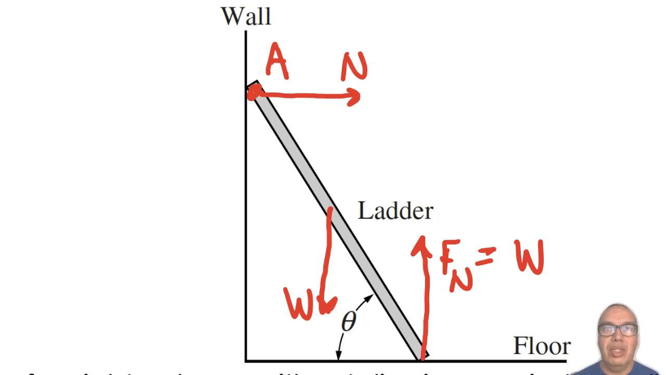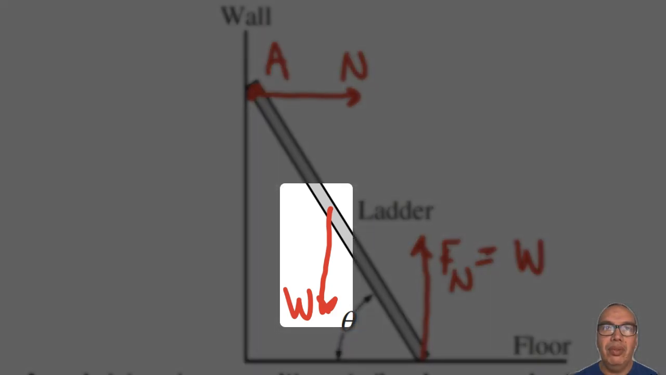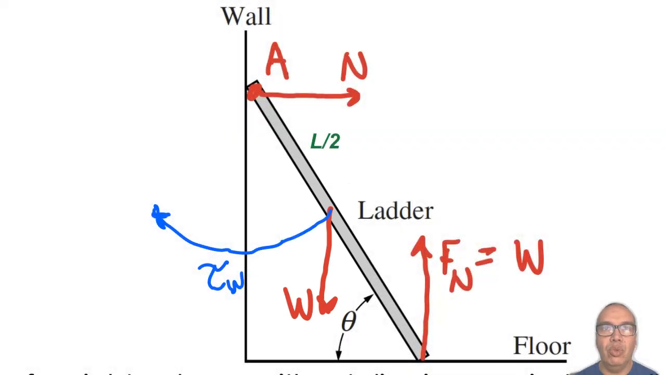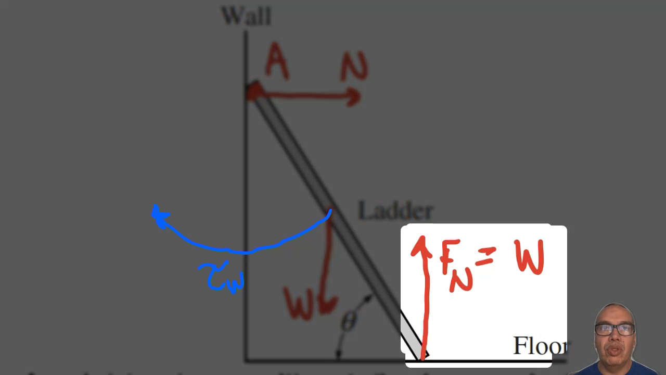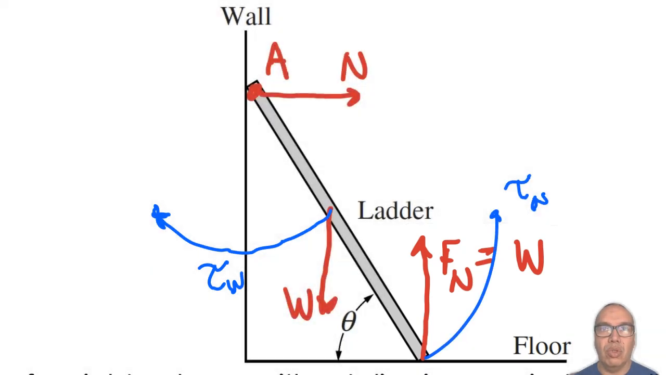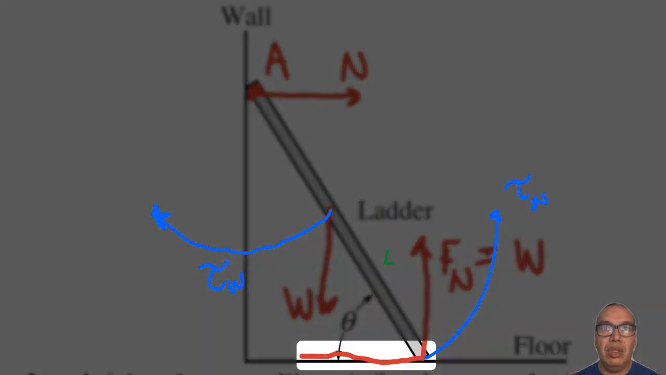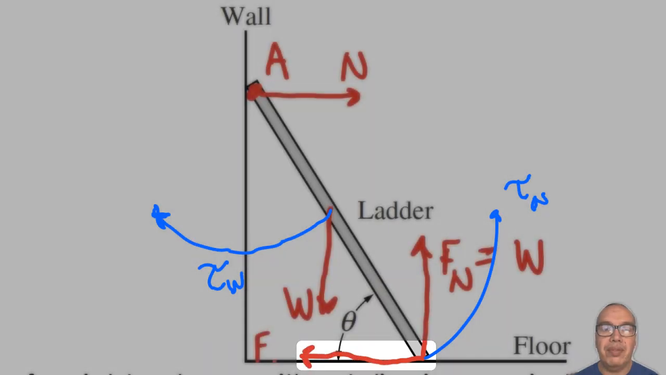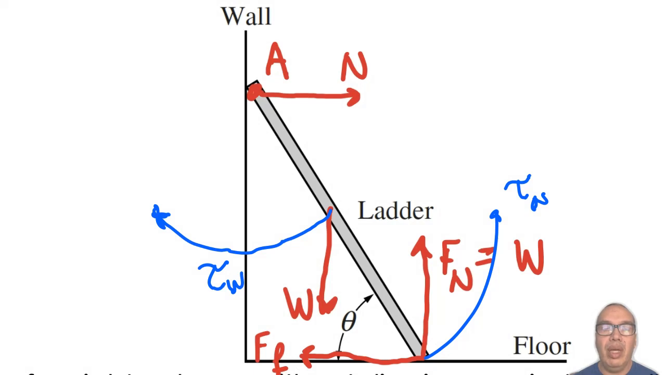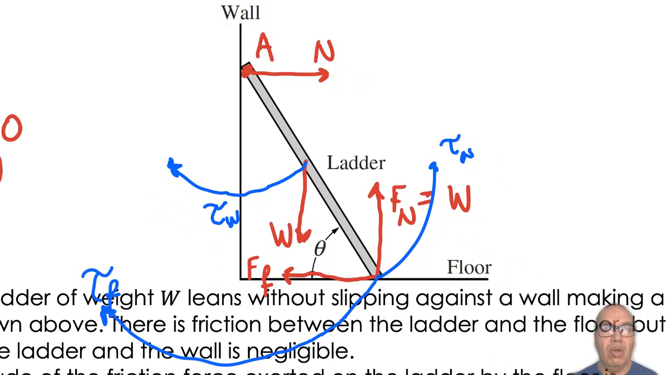The torques on the system are occurring as follows. W produces a clockwise torque at L/2 from the axis, and the normal force W produces a counterclockwise torque at L from the axis. Finally, the friction force must be acting to the left, because the only way it produces equilibrium is that its torque is clockwise.